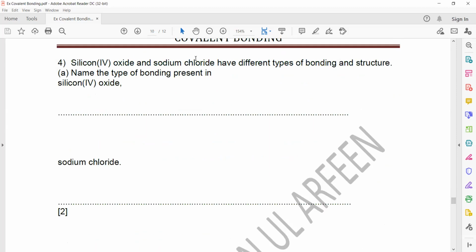Then question 4, silicon 4 oxide and sodium chloride. So silicon 4 oxide is a giant covalent compound. Sodium chloride is an ionic compound. They have different types of bonding and structure. Name the type of bonding. So they will have covalent, and between metal and non-metal it will be ionic. You can mention giant covalent or covalent.